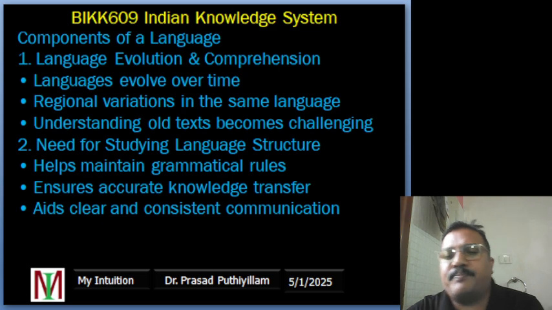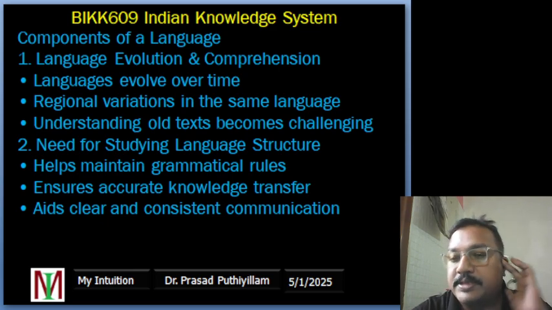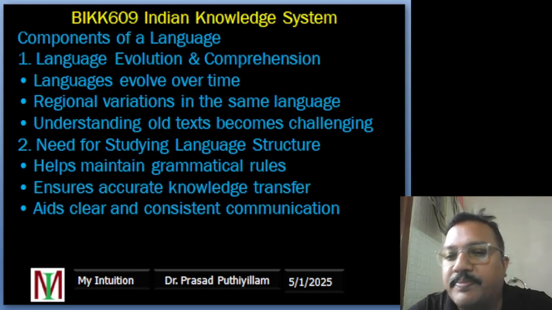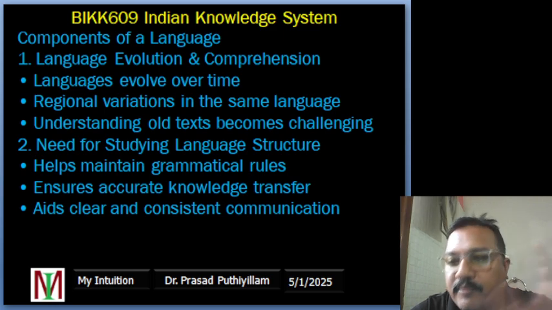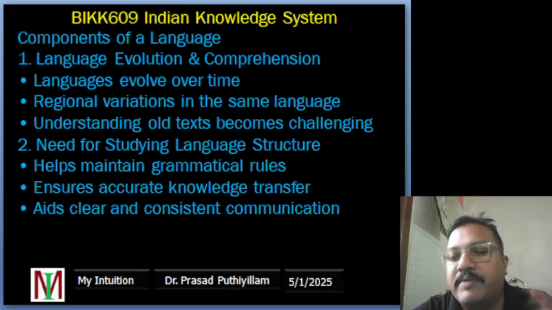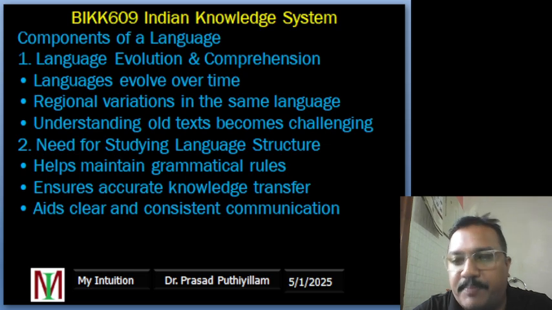So this is very important in stories, in songs or books which are passed down by word of mouth or written a long time ago. Even small mistakes in understanding will change the entire meaning. And finally, knowing the language structure will make communication very clear and accurate, and it will help people to say what they meant, and help others to understand what they said.